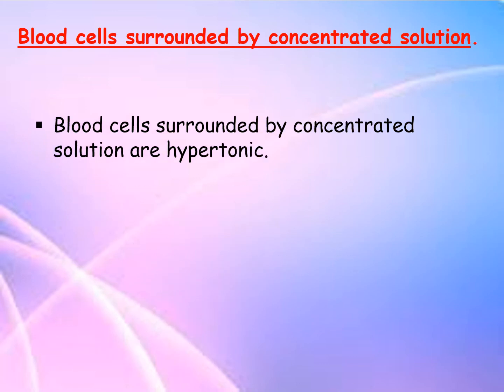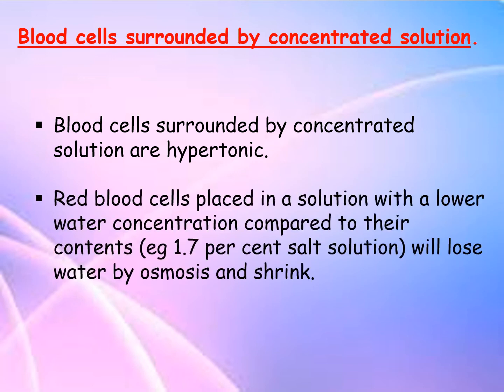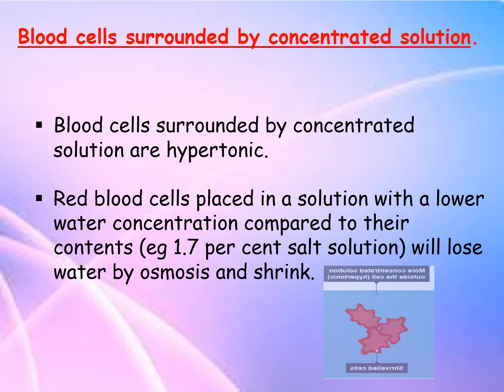Now children, we will see what happens when we put the blood cells in a concentrated solution. Blood cells surrounded by concentrated solution, you can see the solution has a low water concentration compared to the contents. They will lose water by osmosis and shrink.